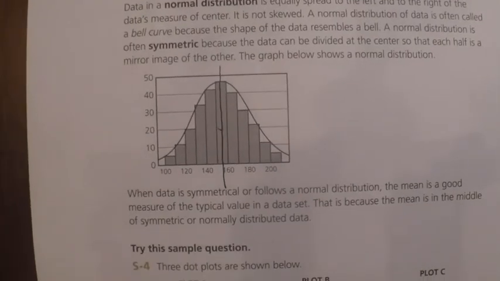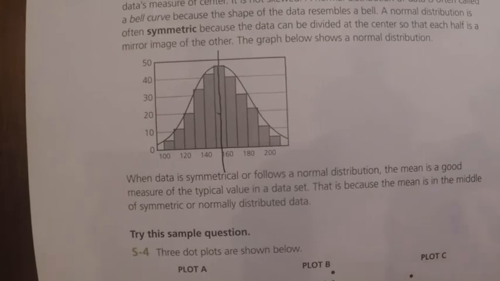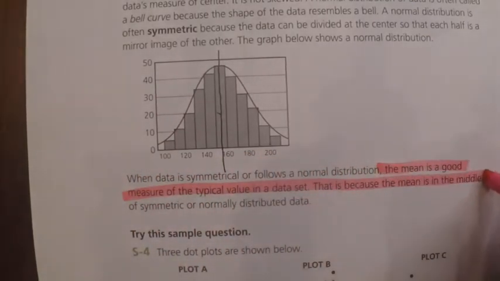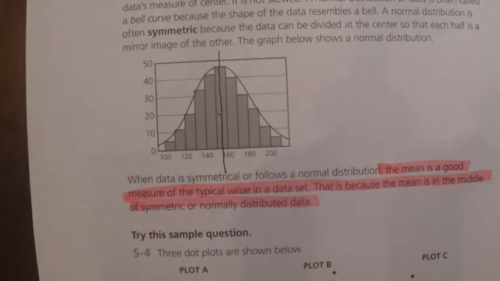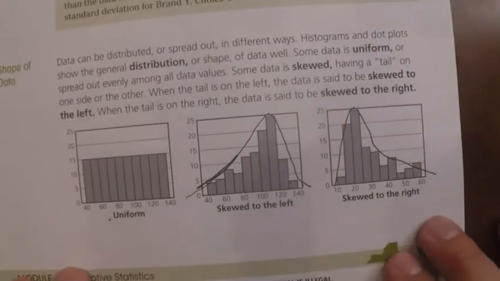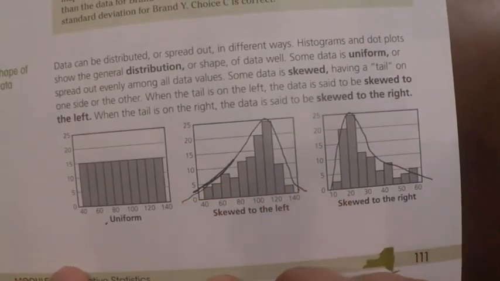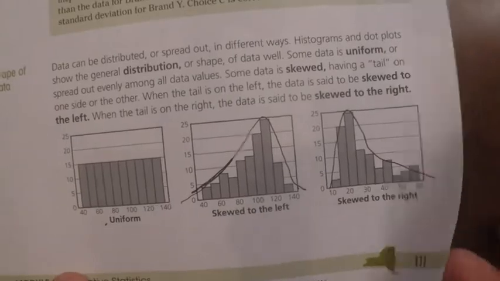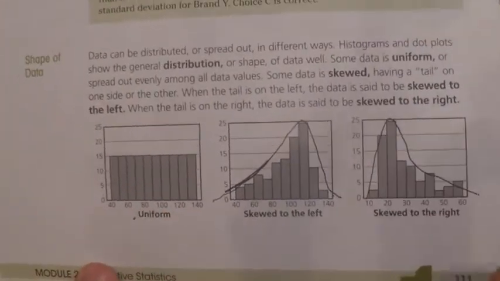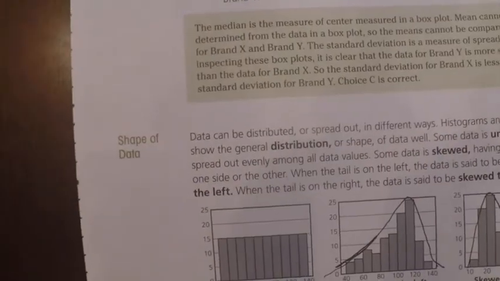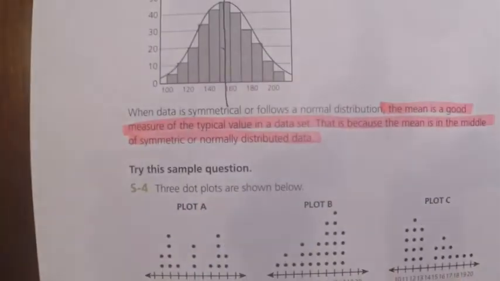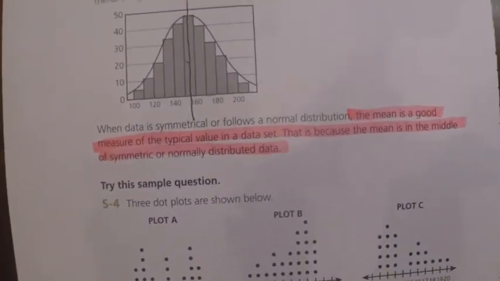If we have a normal distribution, this is a case where the mean is a good measure for the middle of the data. So the mean is in the middle, and it's a good measure of the typical value in a data set. When it is skewed, either to the left or to the right, then the mean is not, and even with a uniform plot, the mean is not a good measure of the typical value in that data set.